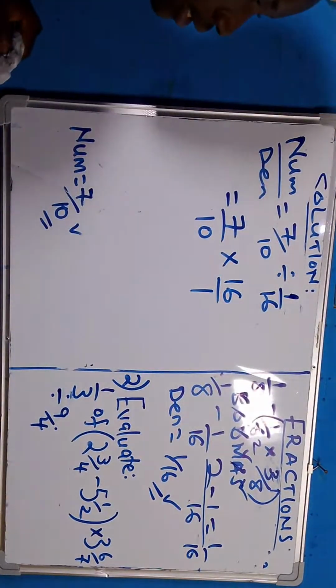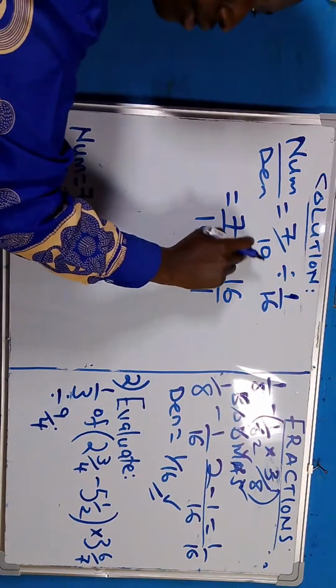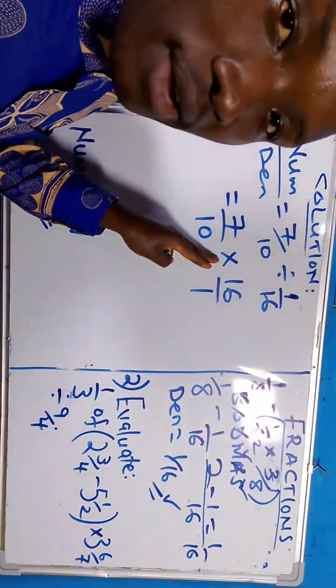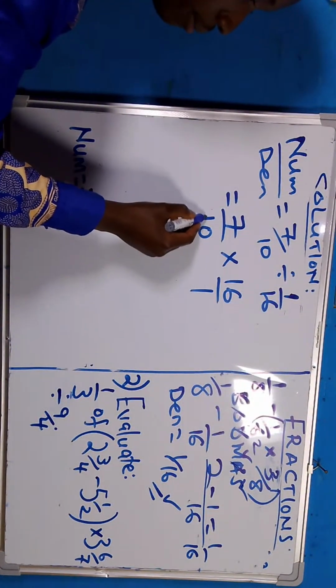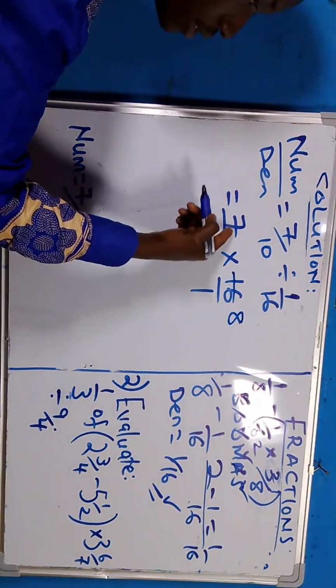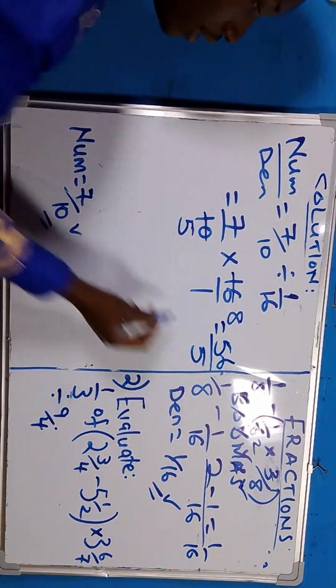When we do that, we will have 16 over 1 because we have applied the reciprocal, because we have a multiplication sign here. So we will now simplify. By 2 we have 5, by 2 we have 8. So 7 times 8 is equal to 56 over 5.